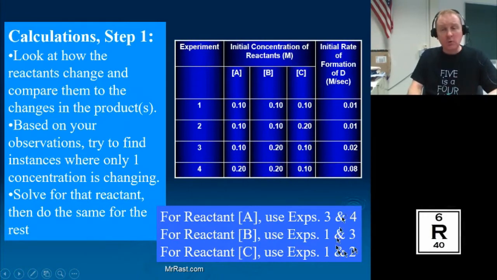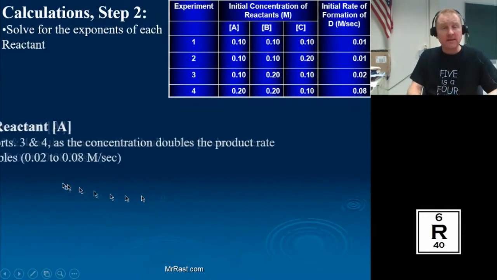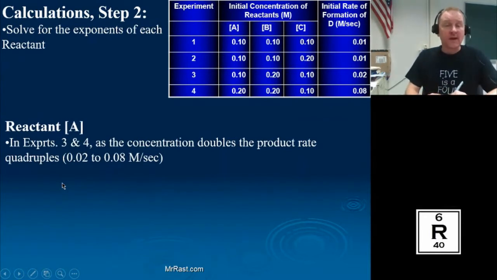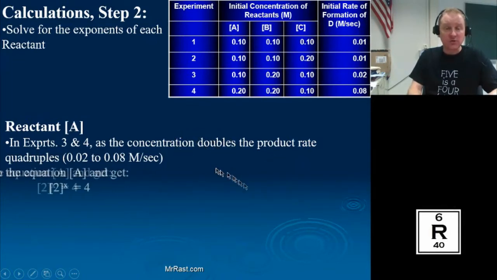Now that we know which ones to use, let's figure out what order these reactants are. We said that for A, we're going to use experiments 3 and 4. As the concentration doubles, see this? It went from 0.1 to 0.2. What happened to the rate? The rate went from 0.02 to 0.08. So as the reactant doubled, the production rate quadrupled.